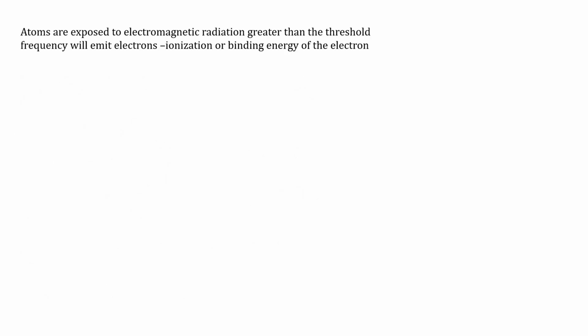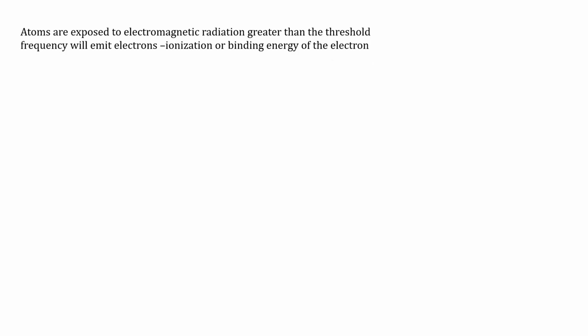So photoelectron spectroscopy is related to the photoelectric effect. When atoms are exposed to any kind of electromagnetic radiation, as long as it is greater than the threshold frequency, then that substance will emit electrons. This energy is the ionization energy. You'll also see it called the binding energy of that particular electron.